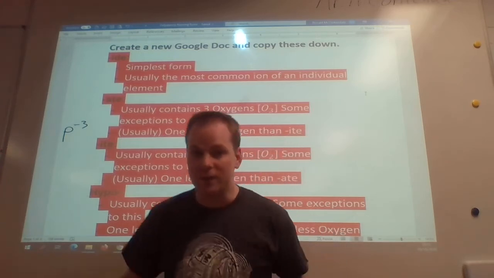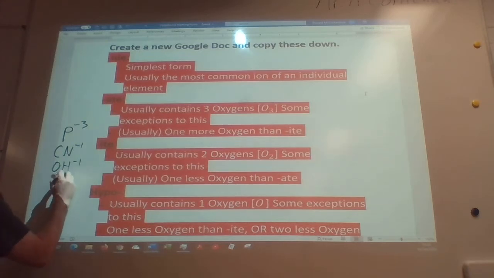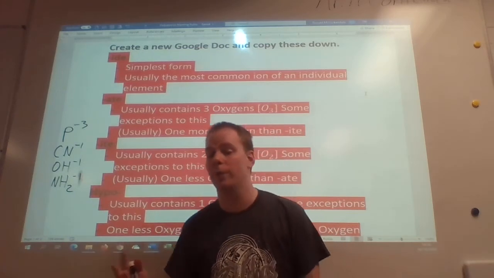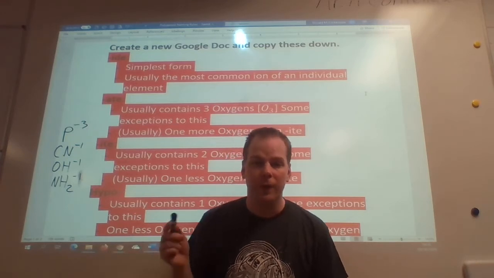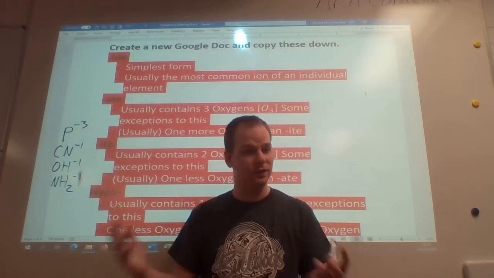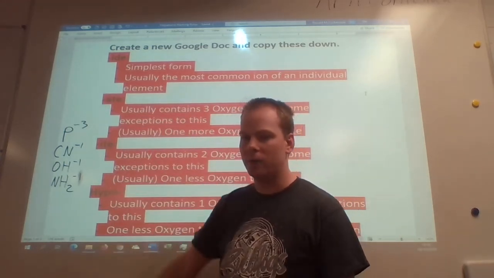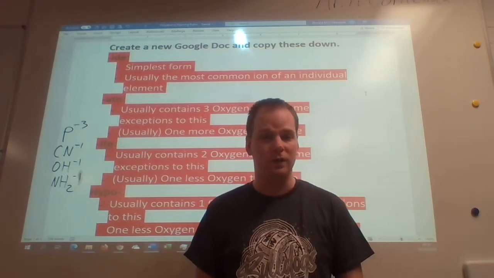So cyanide, CN, -1. Hydroxide, OH, -1. And amide, NH2, -1. These are the three simplest polyatomics that you're going to be working with. With the exception of hydroxide, they do not have any oxygen in them because it's not actually a polyatomic for most of them. They're just simple ions. The farther down we go, these other 4 that we're going to discuss are actually polyatomics. Now, there are exceptions for them, but we'll talk about those as we get there.